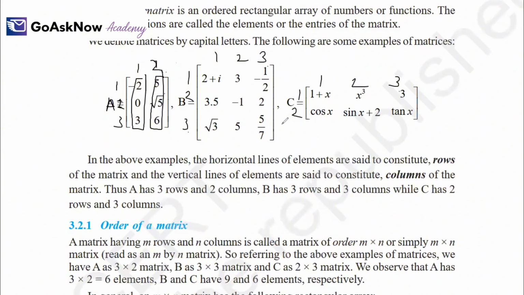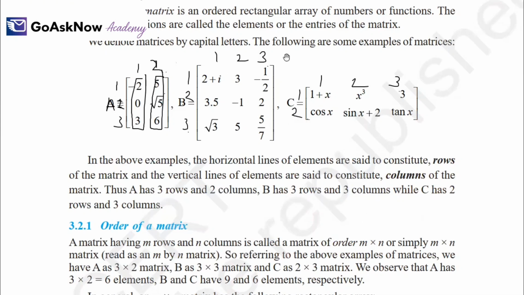So if a matrix has m rows and n columns, you can represent it by order m cross n, where m is your number of rows. So the first number is your number of rows only. m is representing the number of rows, and n is representing what? Just a second.